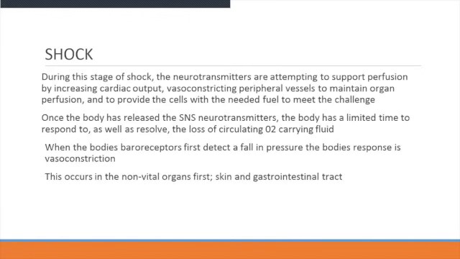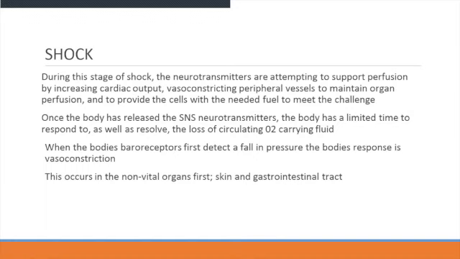During this stage of shock, the neurotransmitters are attempting to support perfusion by increasing cardiac output and vasoconstricting peripheral vessels to maintain organ perfusion, and to provide cells with the needed fuel to meet the challenge. Once the body has released the SNS neurotransmitters, the sympathetic neurotransmitters, the body has a limited time to respond to it, to resolve the loss of circulation, O2, and then O2 carrying fluid.